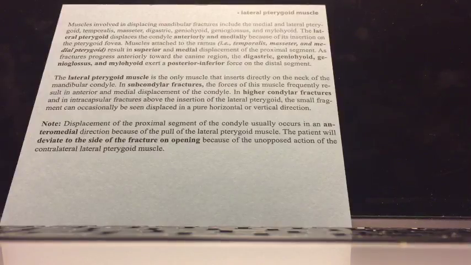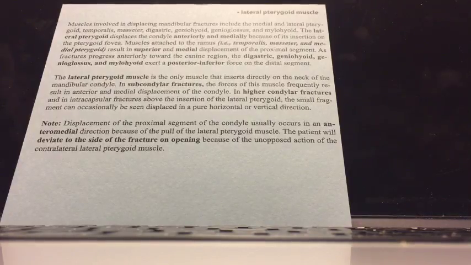Muscles attached to the ramus, i.e. temporalis, masseter, and medial pterygoid, result in superior and medial displacement of the proximal segment. As fractures progress anteriorly toward the canine region, the digastric, geniohyoid, genioglossus, and mylohyoid exert a posterior inferior force on the distal segment.